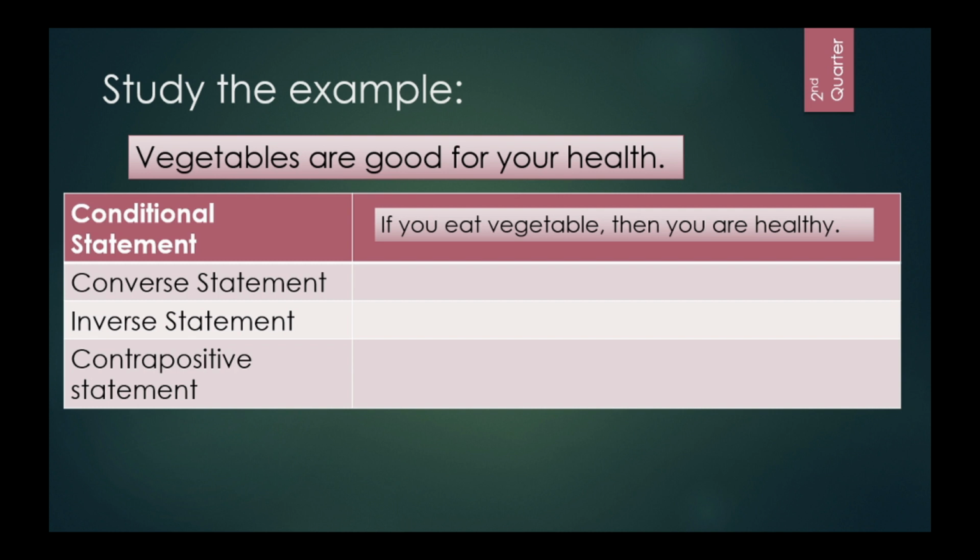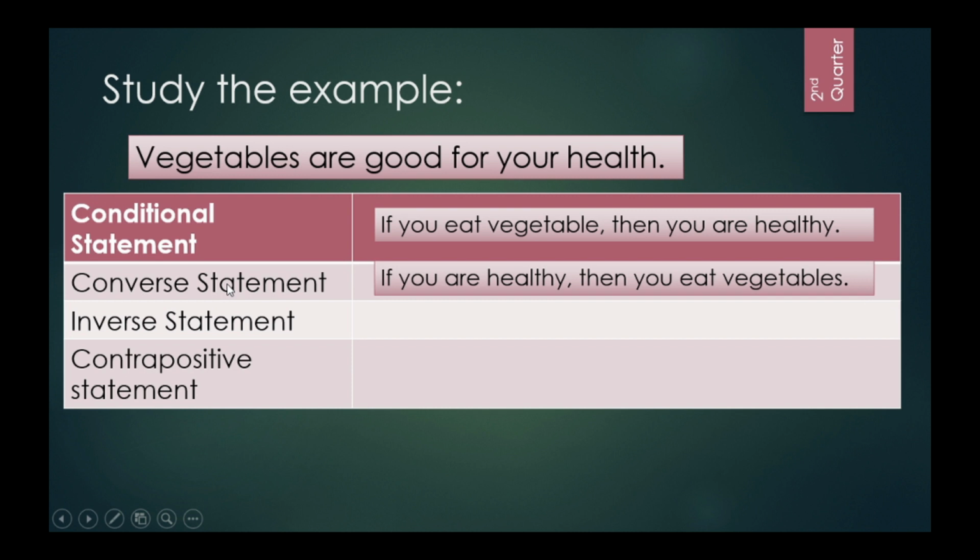Then, baliktarin na natin ang pwesto, si if P, then Q, gawin na natin if Q, then P. Yun yung converse. That will be, if you are healthy, then you eat vegetables. O, diba? Yung healthy na papunta na sa ating hypothesis, and then yung eat vegetables na papunta na sa conclusion.